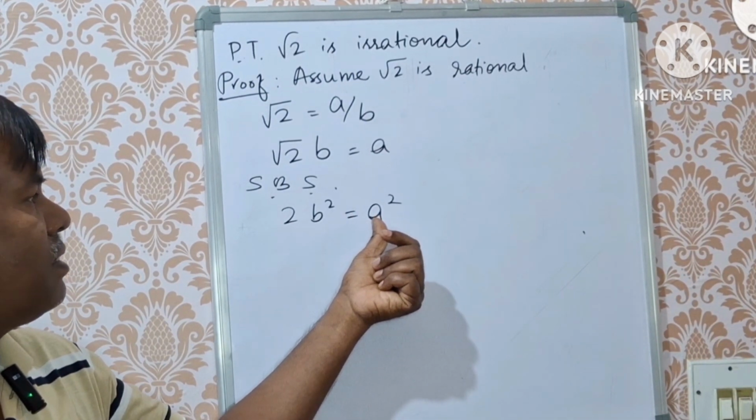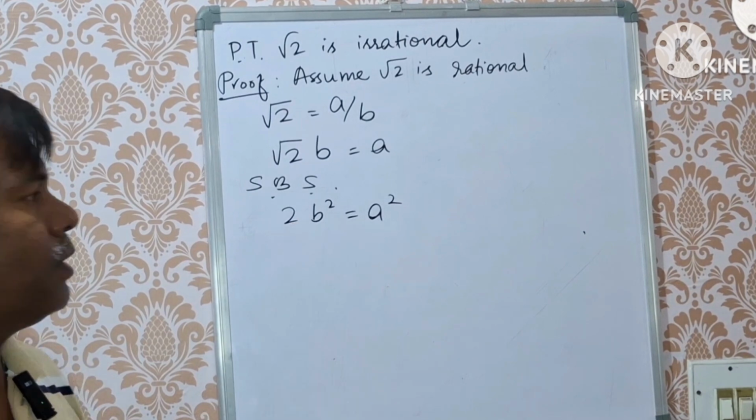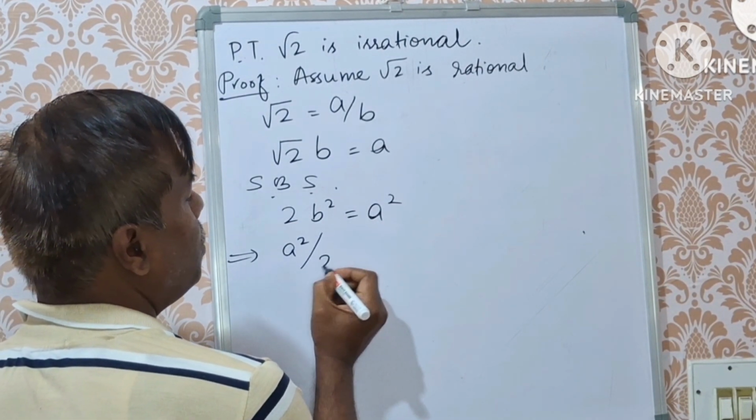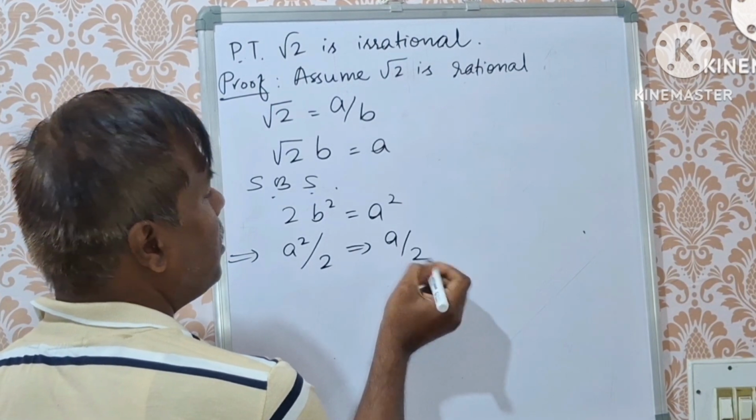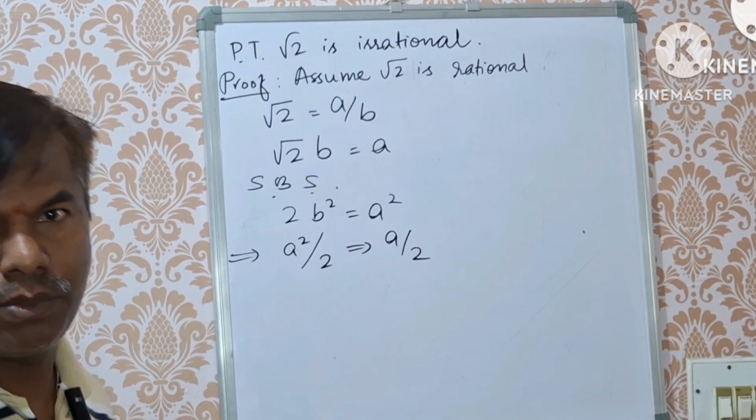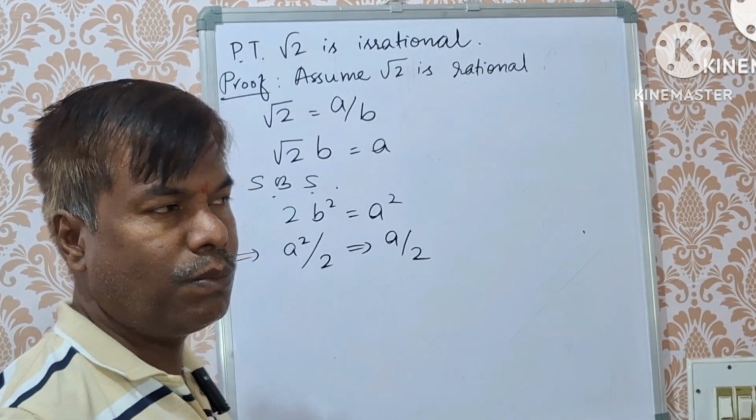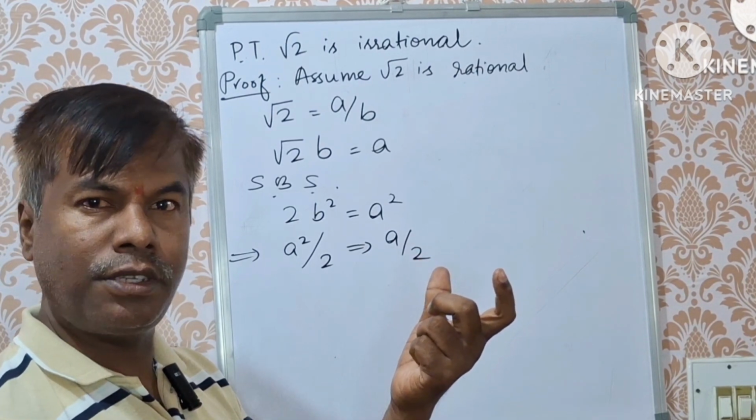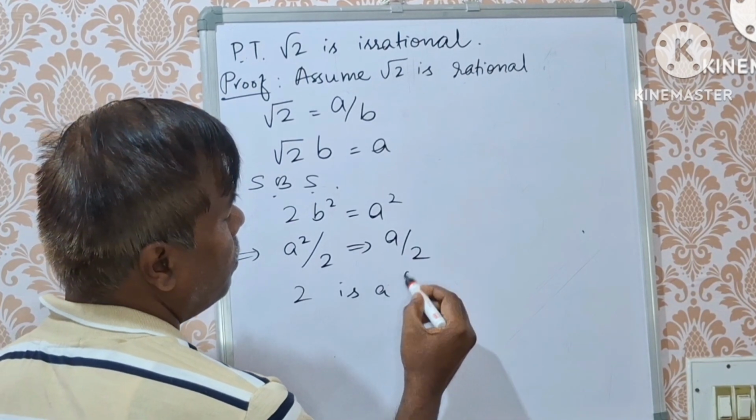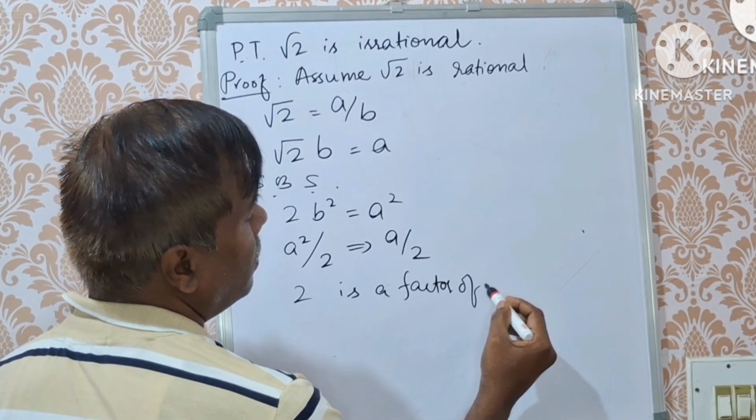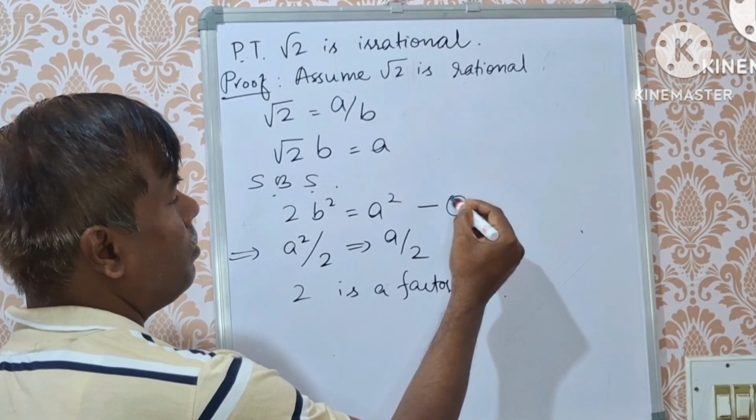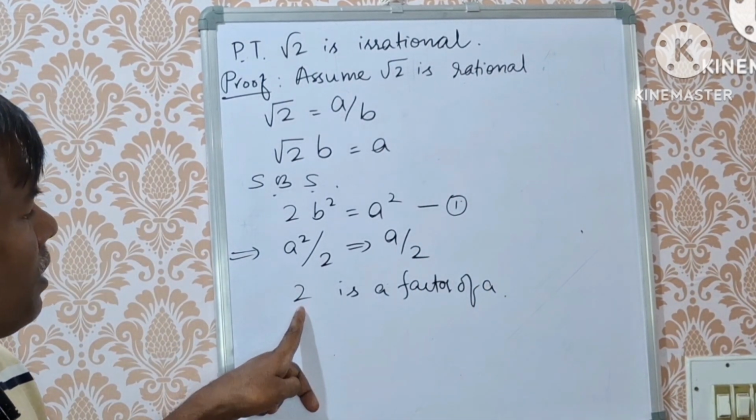What is the meaning of this? 2b square equals a square means a square is divisible by 2, which implies a is also divisible by 2. When a is divisible by 2, 2 is a factor of a. When one number divides another number, those numbers are called factors of that number. So 2 is a factor of a.